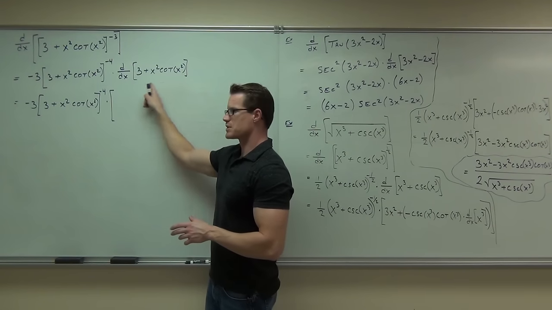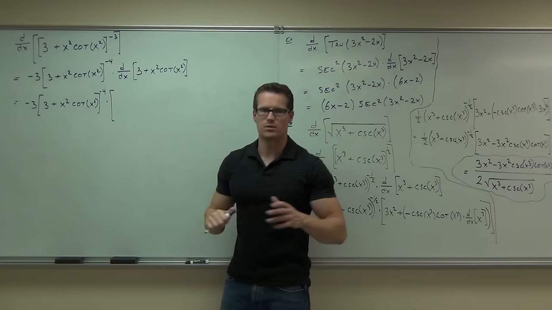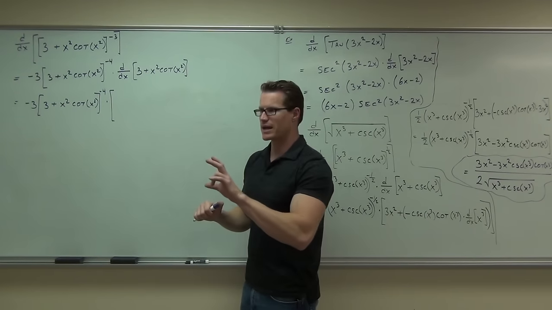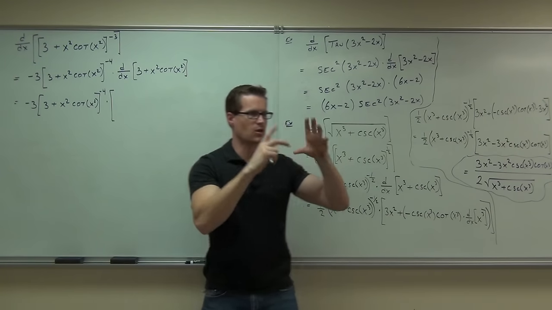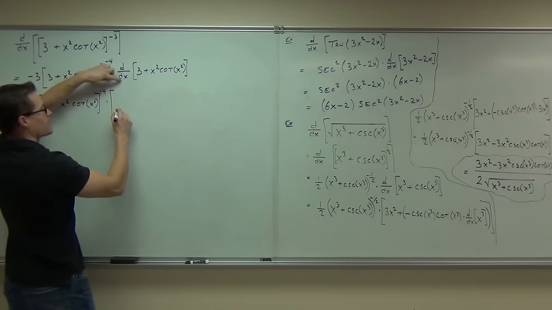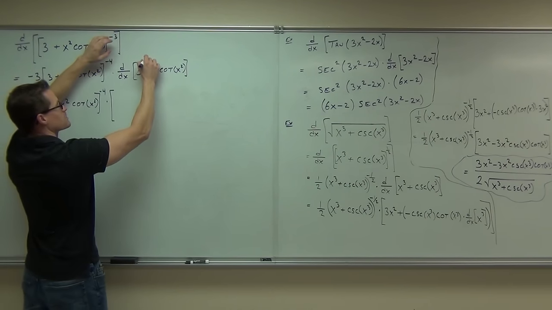You said what happens here? Product rule. Which is why we need a bracket, because we're going to have an addition in there. Product means plus. You follow? So we need that bracket to organize that. 3's gone, that was a 0. So this goes to 0.